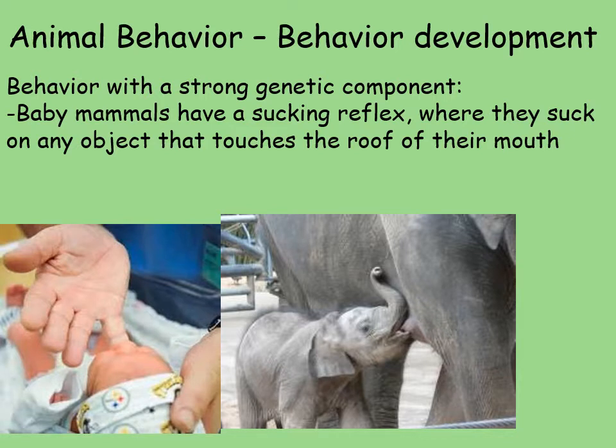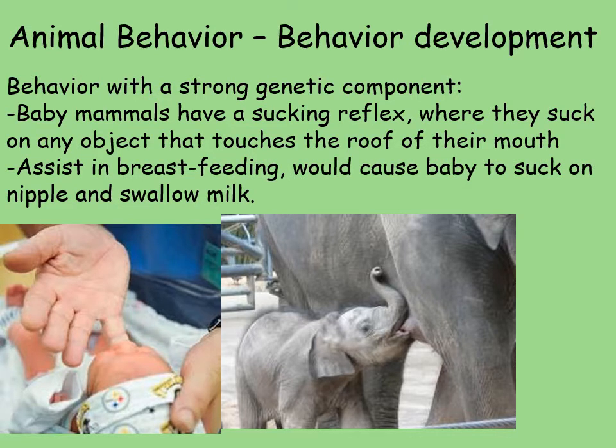As mammals, we also have strongly genetically hardwired behaviors that you could often refer to as instincts that we are born with. For example, baby mammals have a sucking reflex. If you put a finger or an object in the roof of the mouth of a baby, they'll suck on it, and that's to make them better at breastfeeding. If a baby has a nipple that touches the roof of the mouth, they'll start sucking on the nipple and get milk that way.